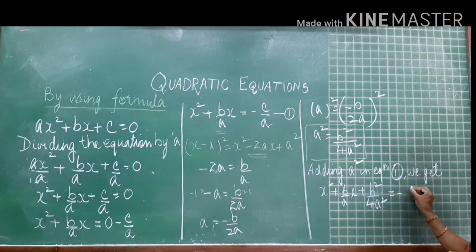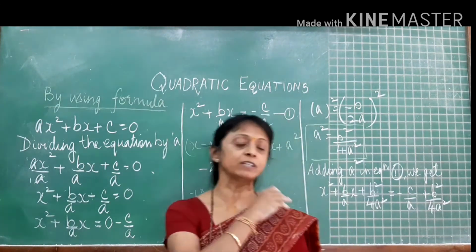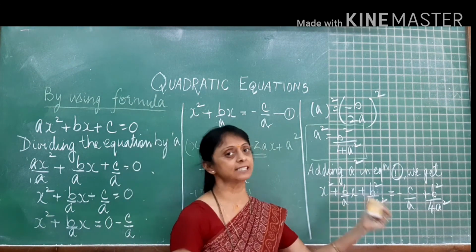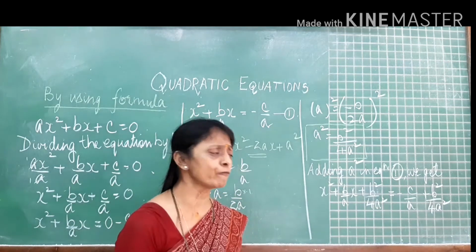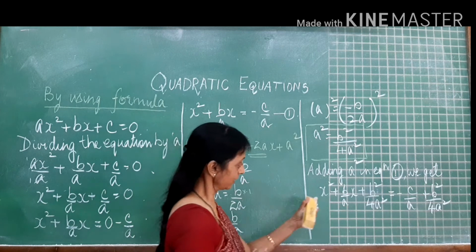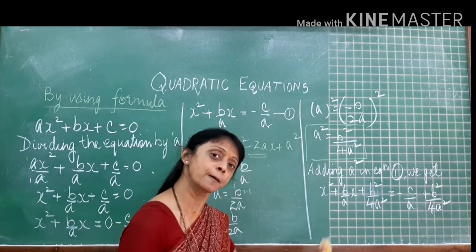So what do we get? Minus c upon a plus b square upon 4a square. Once the last term is put on your left hand side and the right hand side, the left hand side becomes a complete square. And it is the expansion of which binomial, children? How do we get the answer? Rack your brains. You write the square root of the square terms and insert the sign of the middle term.